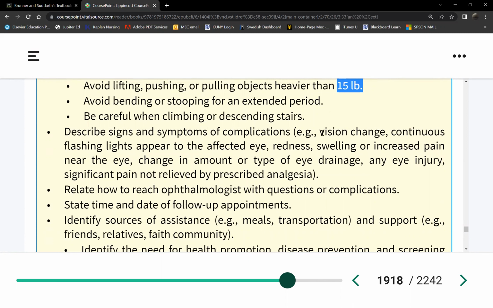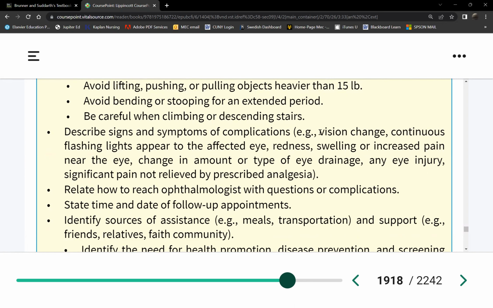So describe signs and symptoms of complications. So what do they report? Vision change. Now, this vision change, are we reporting improvement in the vision change? Yes. Doctor, I can see. My God, what do I do? Do we report that? No. So what kind of vision change are they talking about here? Okay, a deterioration. It should get better, right?